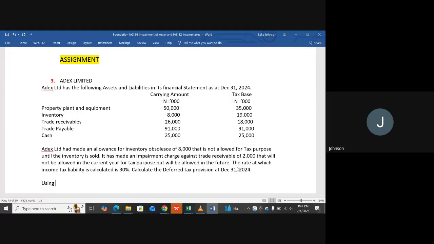Okay, so that's that. After you've done with this, using the profit and loss approach, get the deferred, get the temporary difference and the deferred tax.